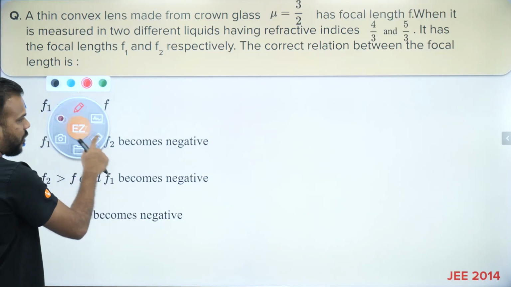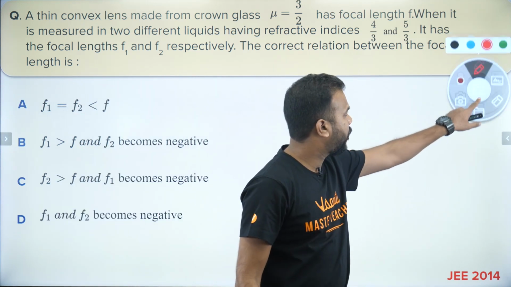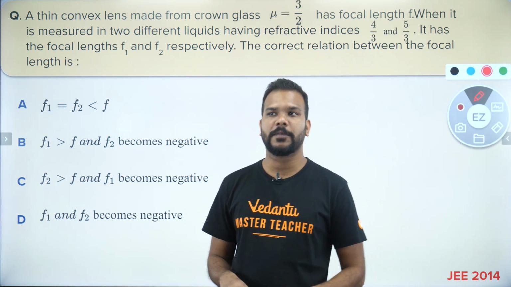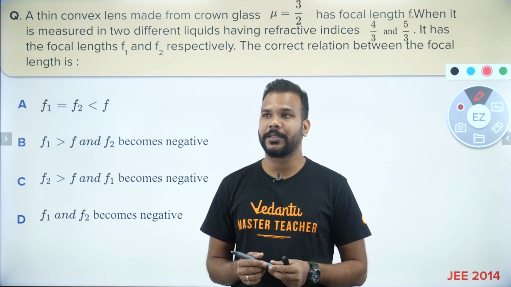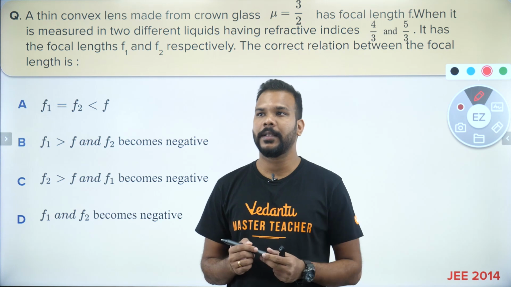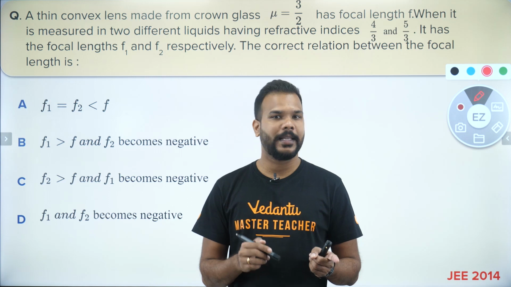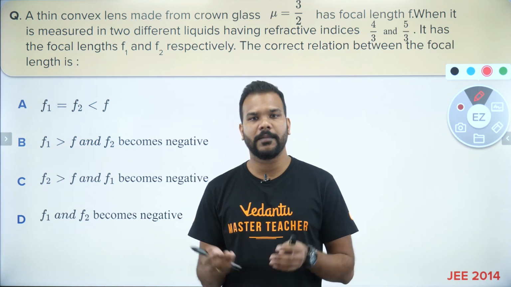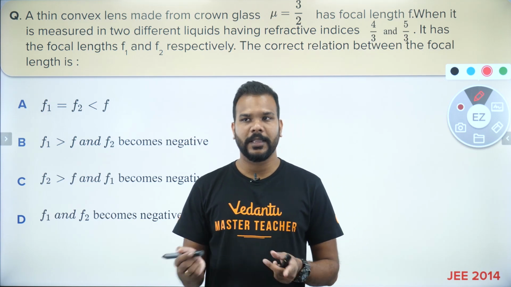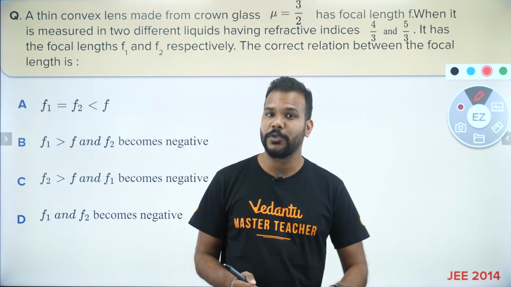coming to the last question of this Killer 5 series. Let's read the question carefully first. Now what does the question say? We have a thin convex lens made from crown glass whose mu value is 3 by 2, and it has a focal length f. When it is measured in two different liquids having refractive indices 4 by 3 and 5 by 3, it has the focal lengths f1 and f2. So obviously, if you put the lens into different mediums, its focal length will come out to be different. So the correct relation between the focal lengths is to be checked, and the question is from JEE Advanced 2014.